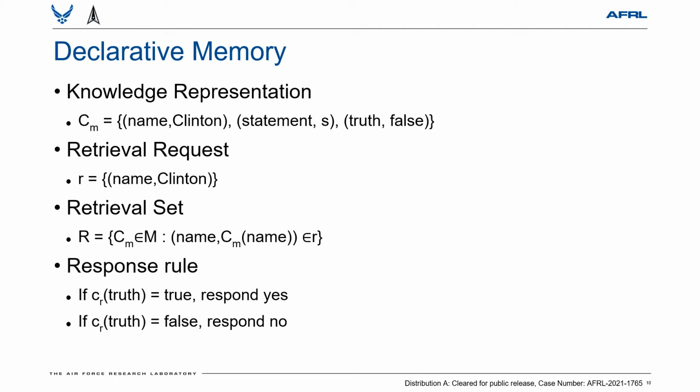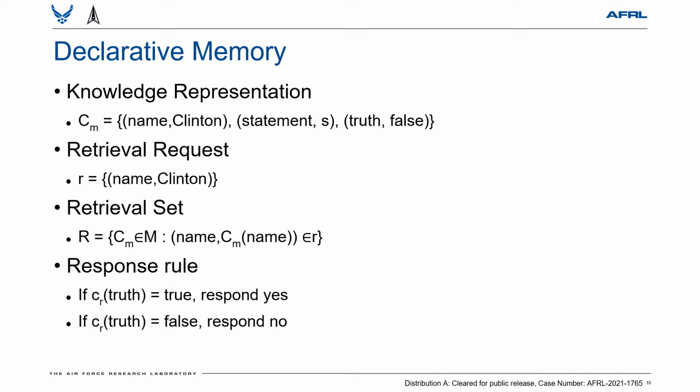Each chunk consists of 3 slot value pairs, one for the name, one for the statement, and one for the truth value of the statement. The example on the slide is a chunk for Clinton, who said statement S, which was false. For simplicity, we assume each statement is unique.